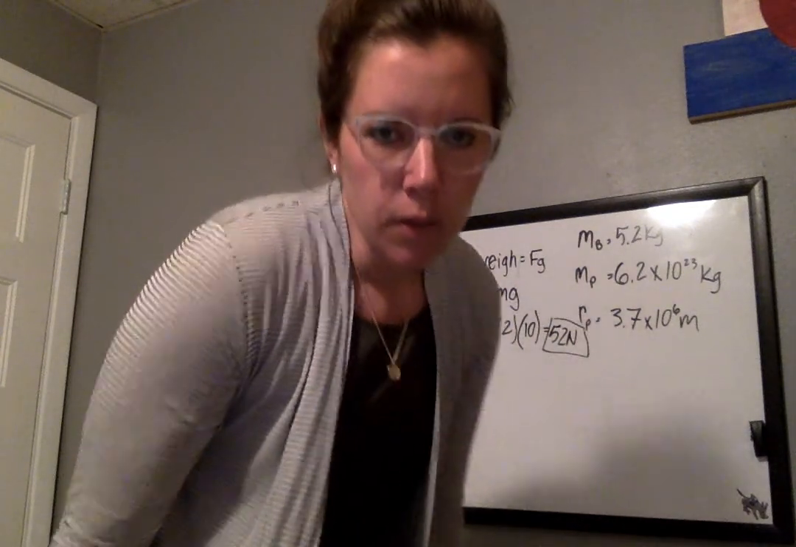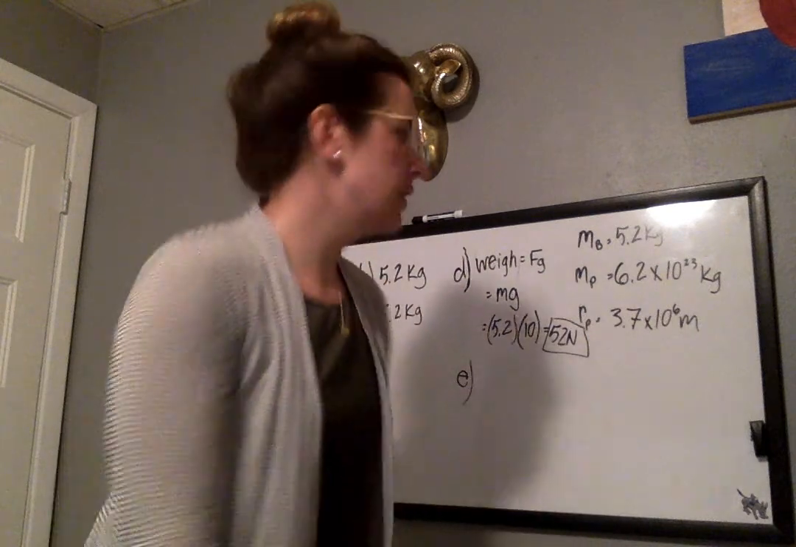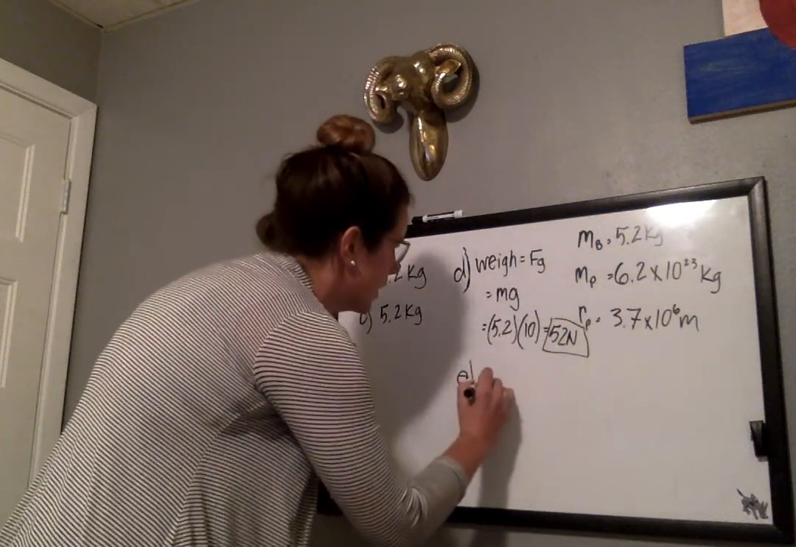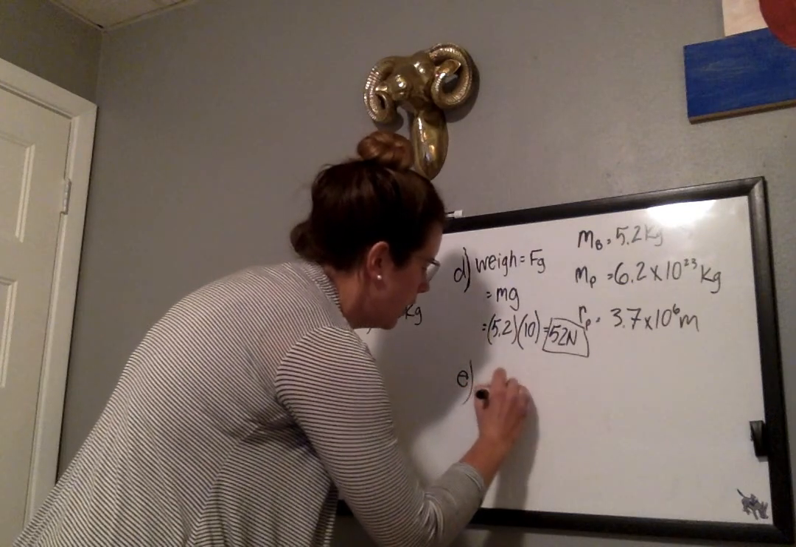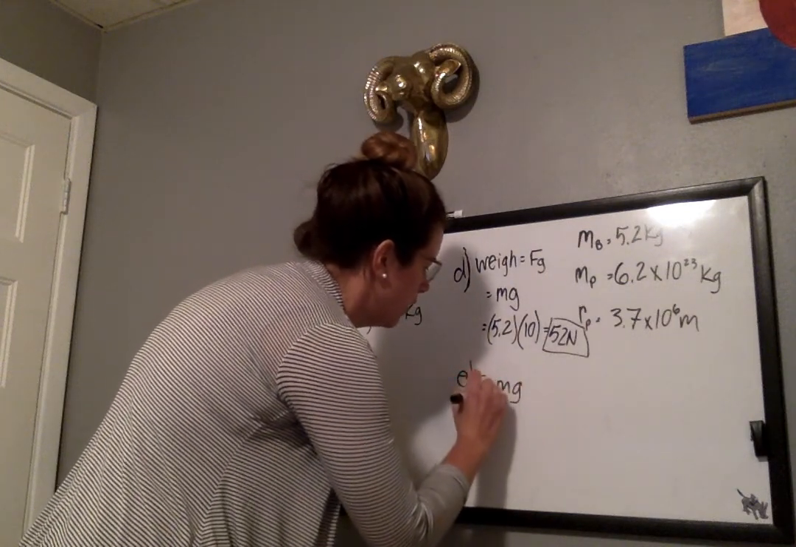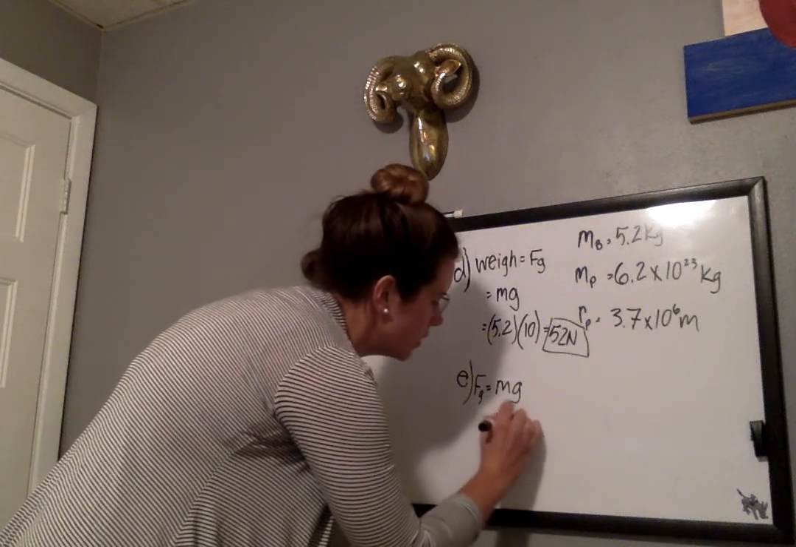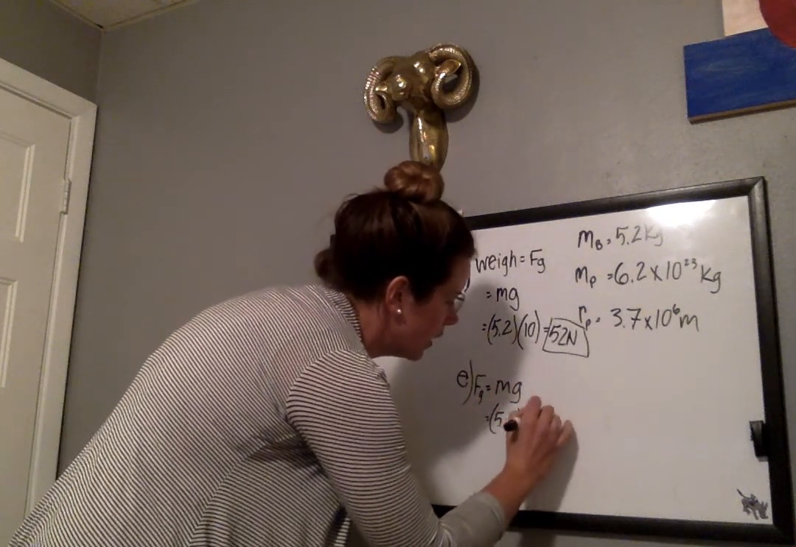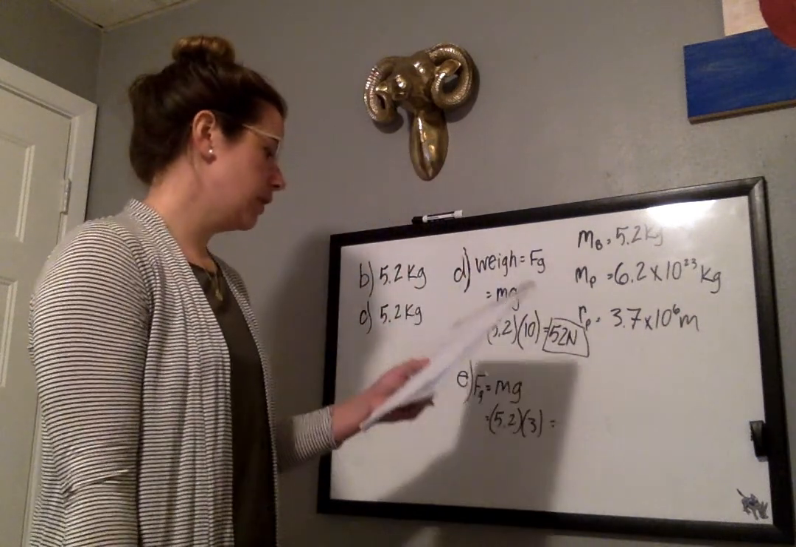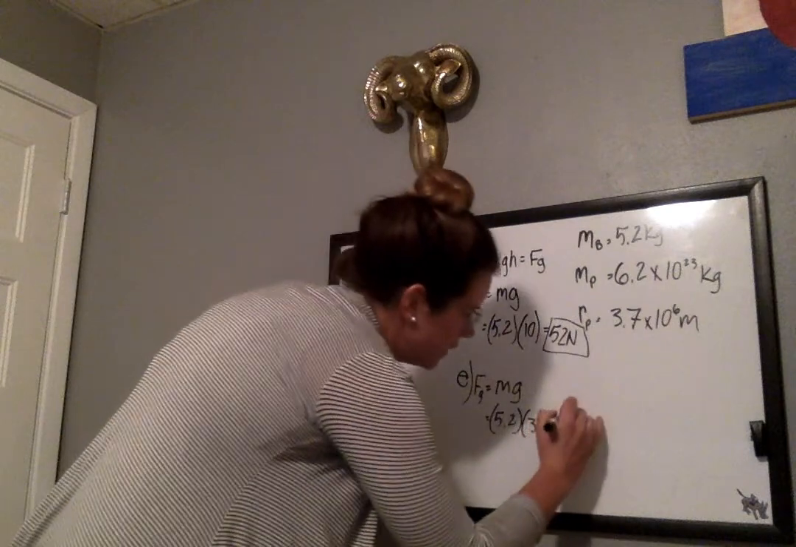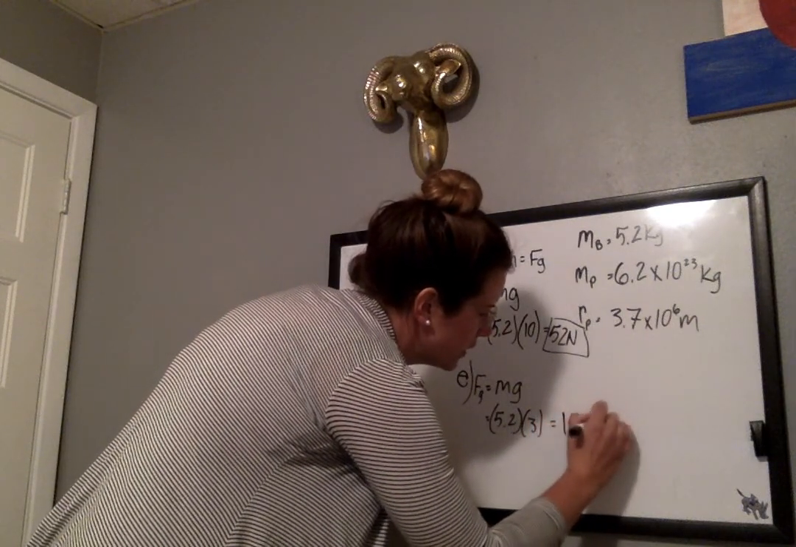Part E, you need to determine the weight. So again, weight is our force of gravity on that planet. So again, we have mg, force of gravity on that planet, but we now know the mass is going to be 5.2. Gravity on that planet is 3. Put that into your calculator, and you get 15.7 newtons.